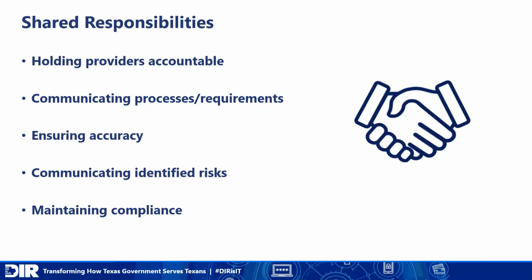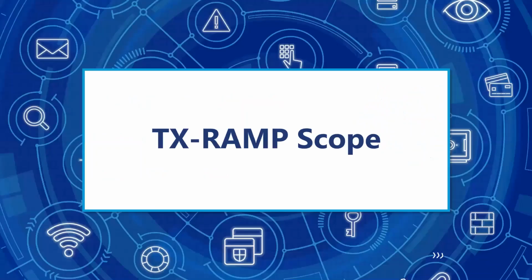DIR has to maintain compliance with operating the program. Agencies have to maintain compliance by leveraging these certified providers, and so on and so forth. So these are kind of just high level, let's work together and make sure that we're actually achieving something here to reduce risk to the state and improve efficiencies or create efficiencies related to evaluating our cloud service providers.